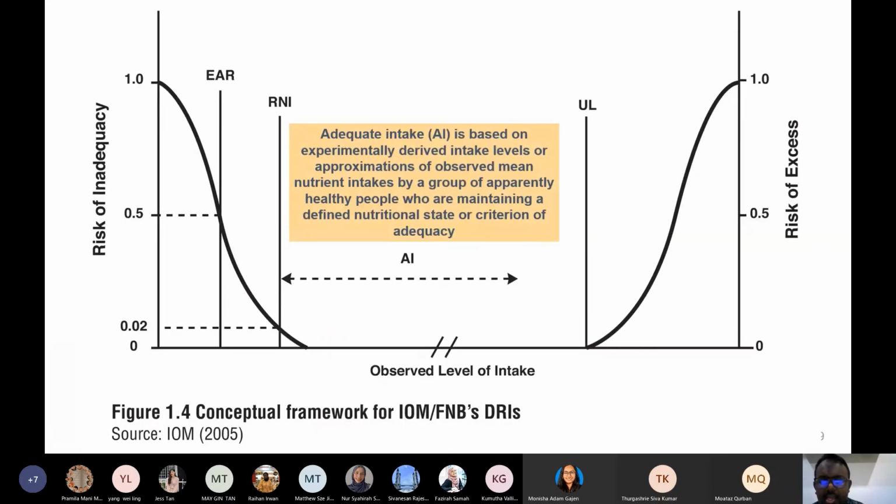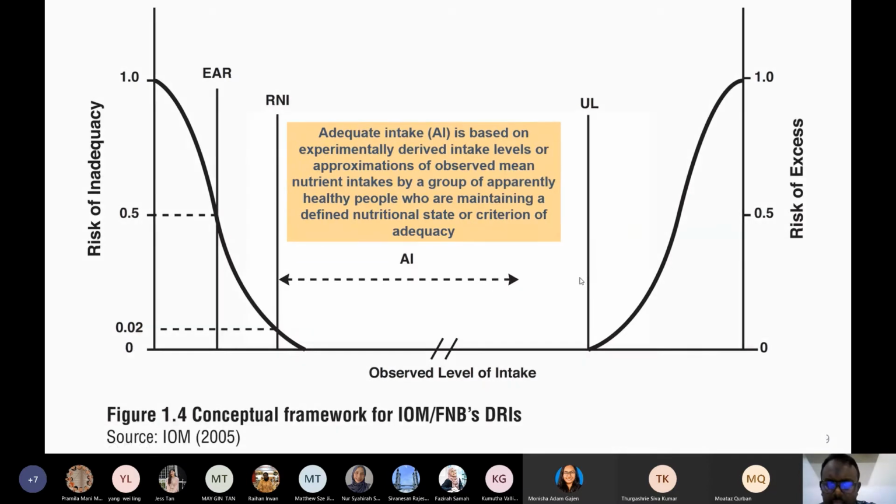And how about AI? AI is based on experimentally derived intake levels or approximations of observed mean nutrient intakes by a group of apparently healthy people who are maintaining a defined nutritional state or criterion of adequacy. So AI is adequate intake. It can go up to the upper level intake here.